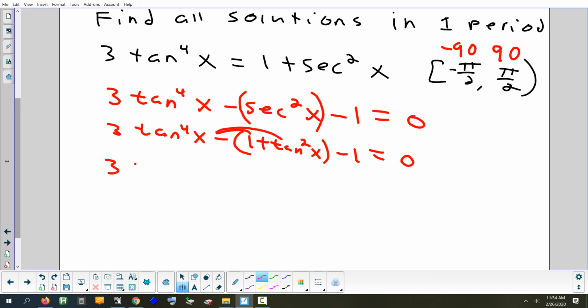So now we've got that. That's just going to stay there. Minus 1, minus 1, which is how much? Minus 2. So minus 2 and minus tan squared x. Okay. Is that a quadratic kind of pattern? Yes, it is. There's 3 terms.